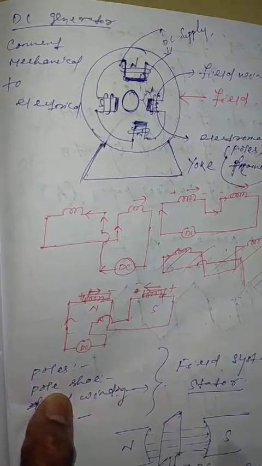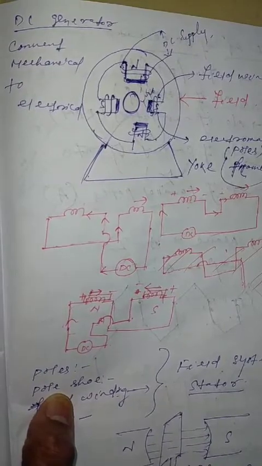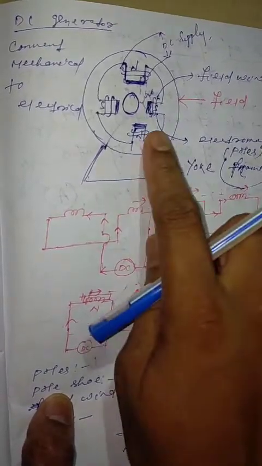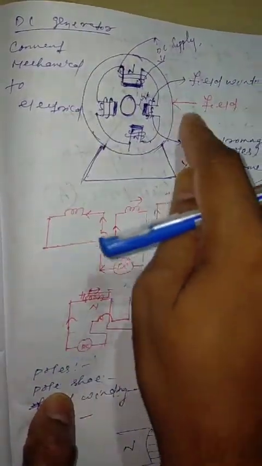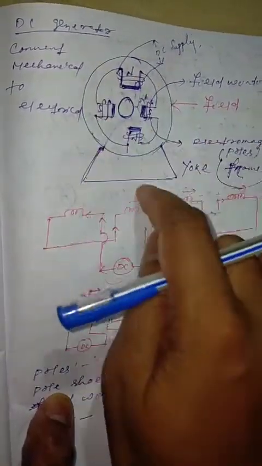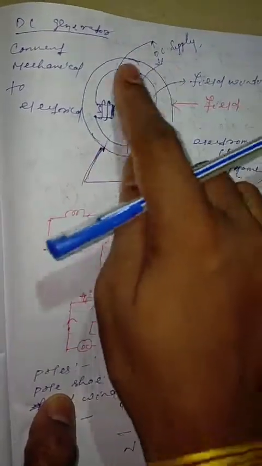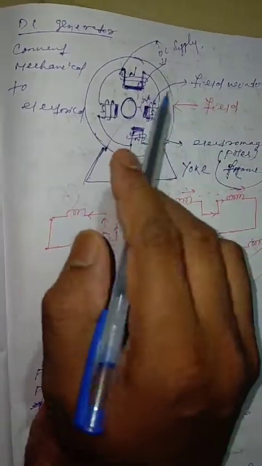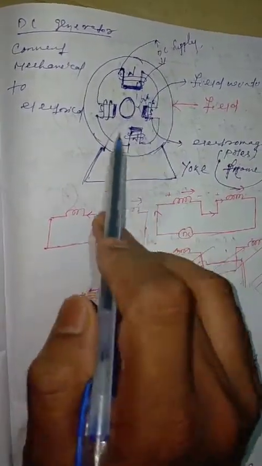And in the construction itself, I will tell you the basic principle. So what is the thing here? First of all, we have an outer part of the DC generator or DC machine. That outer part is known as the field system. Why is it known as the field system? Because from this part the magnetic field is created.